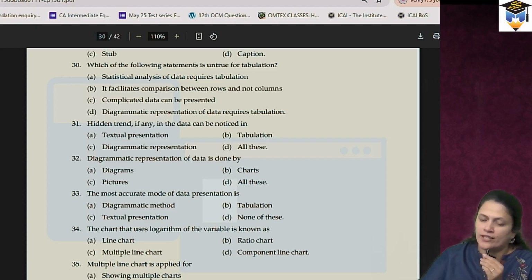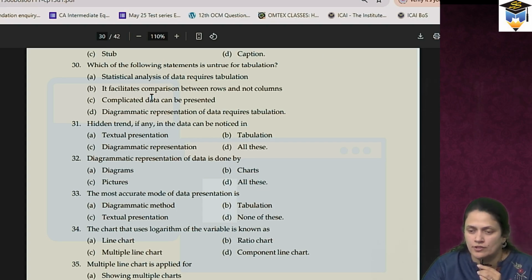So now tell me what is the answer of the 30th one. Which of the following statements is untrue for tabulation? Untrue means which of the statements are false? Statistical analysis of data requires tabulation. It facilitates comparison between rows and not columns. So B is the correct answer.